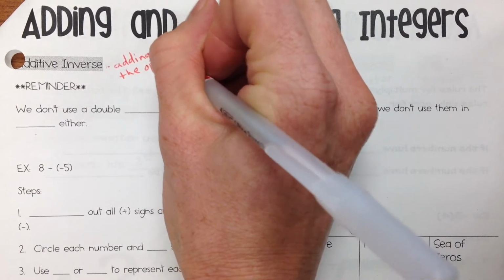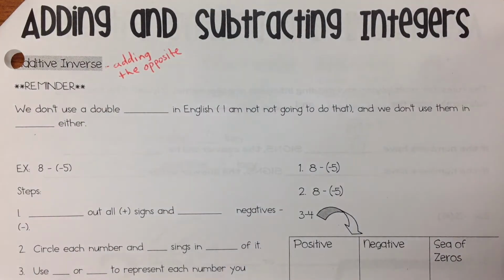And when I say adding the opposite, that means the opposite number. So, if it's a positive, you're adding a negative type thing. All right.